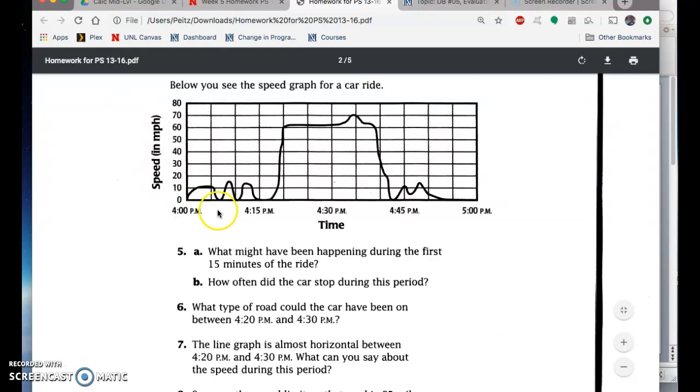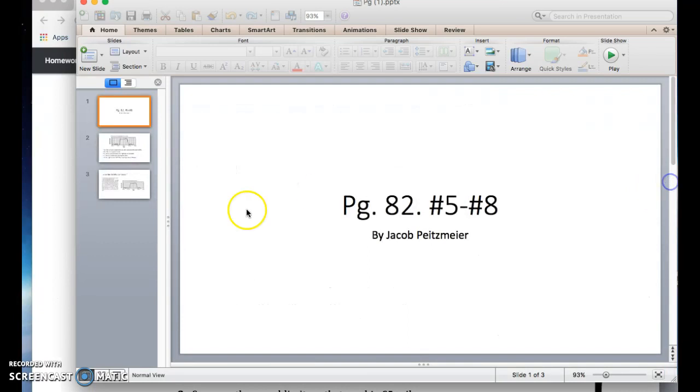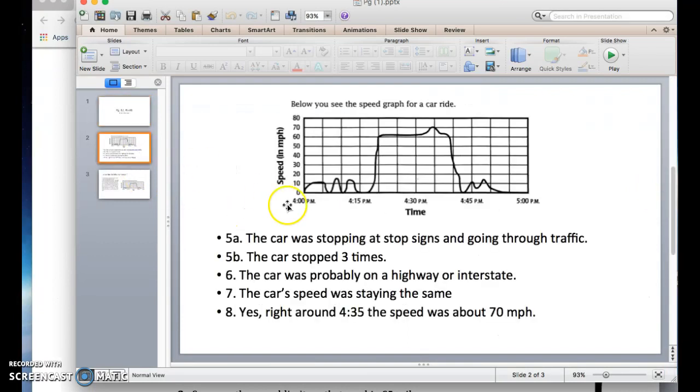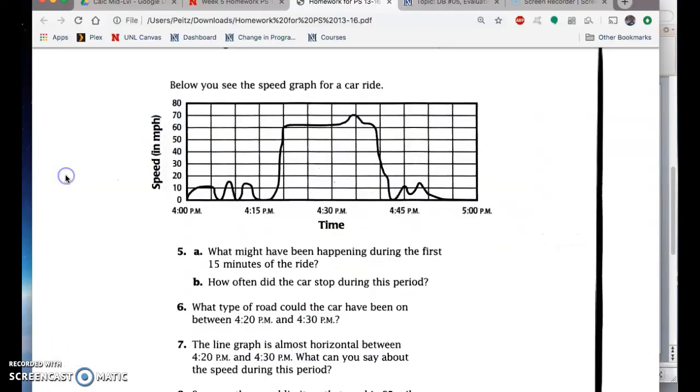If you look here, that's from 4 to 4:15. It looks like it goes to about 10 miles per hour. It goes from stop, back up to around 10, 15 miles per hour, back to stop. I took that as the car was probably stopping at stop signs and going through traffic. It wasn't really going above 10 miles per hour, which I doubt it'd be doing with stop lights, so I assume stop signs.